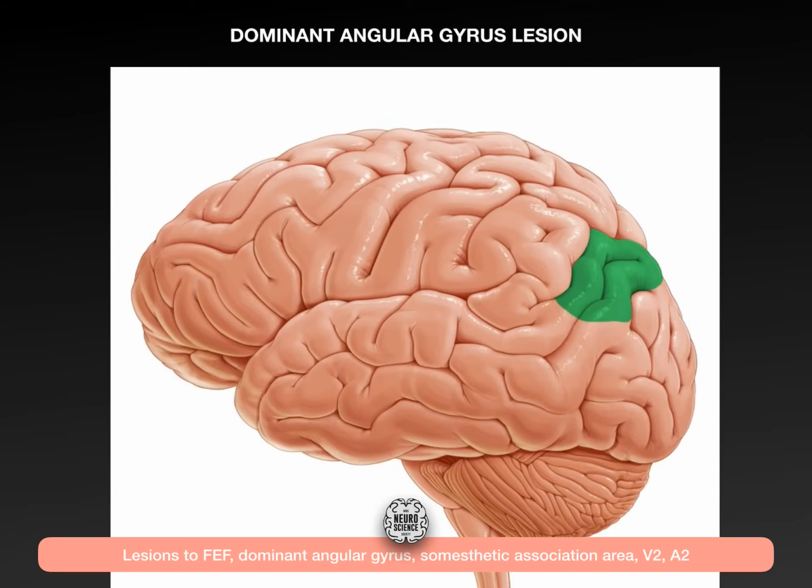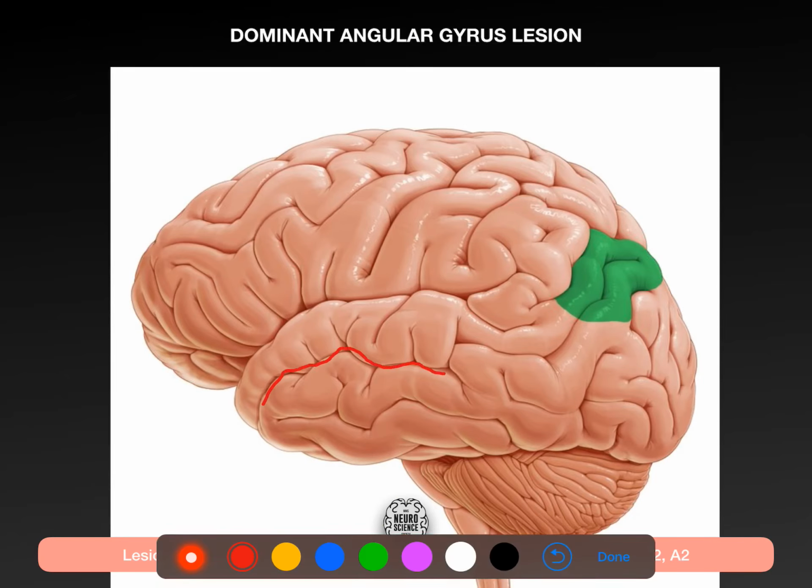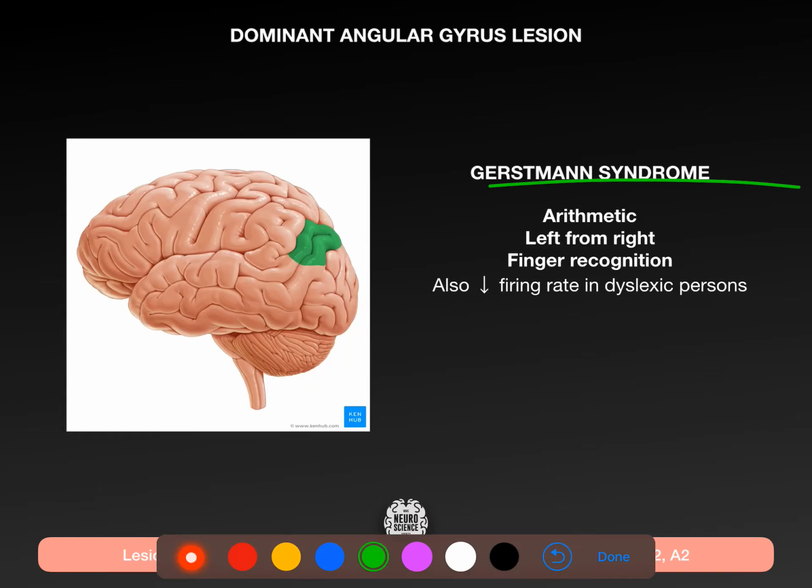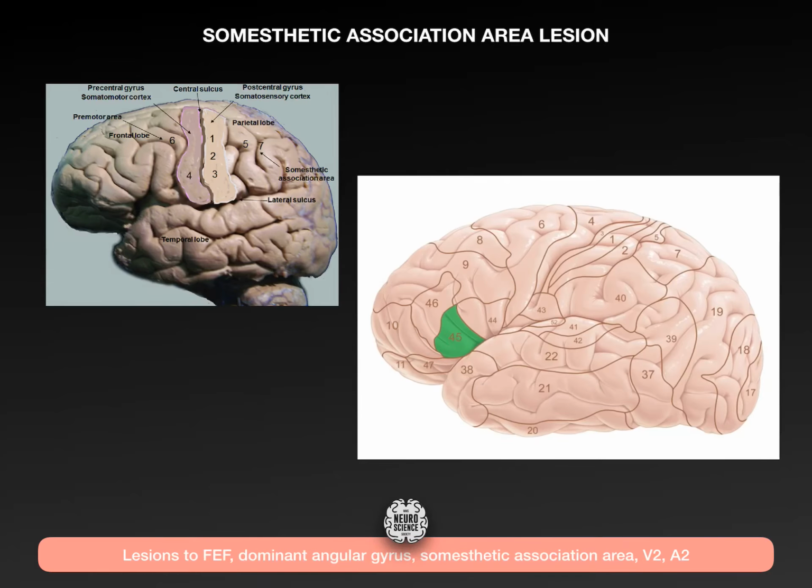So, the angular gyrus: if you follow the superior temporal sulcus posteriorly, then you find this angular gyrus here. Now, the angular gyrus in the dominant region has this thing called Gerstmann syndrome. Gerstmann syndrome is a triumvirate of things: issues with arithmetic, issues in distinguishing left from right, and issues in finger recognition. This is known to dramatically underfire in dyslexic persons, so make of that what you will. But that is the consequence of an angular gyrus lesion, Gerstmann syndrome. Nice and high yield, that.